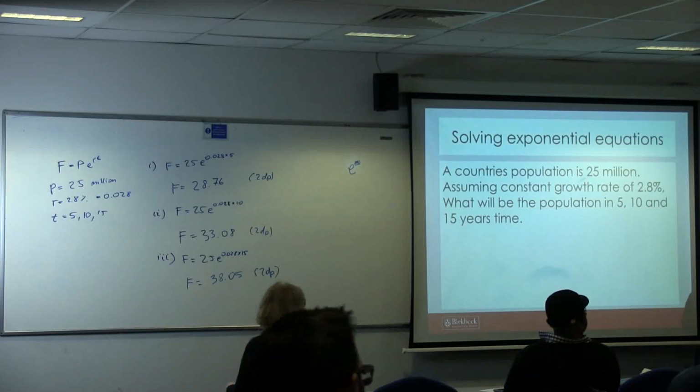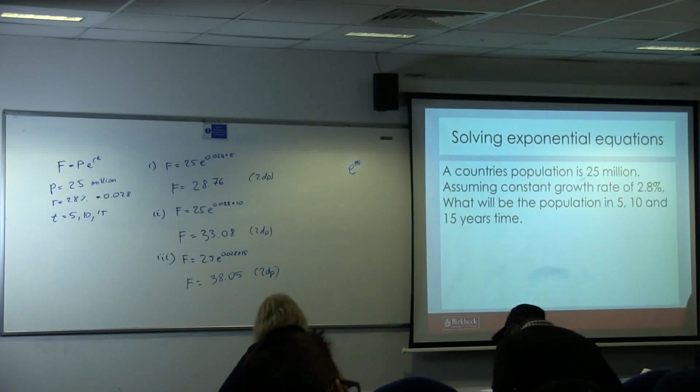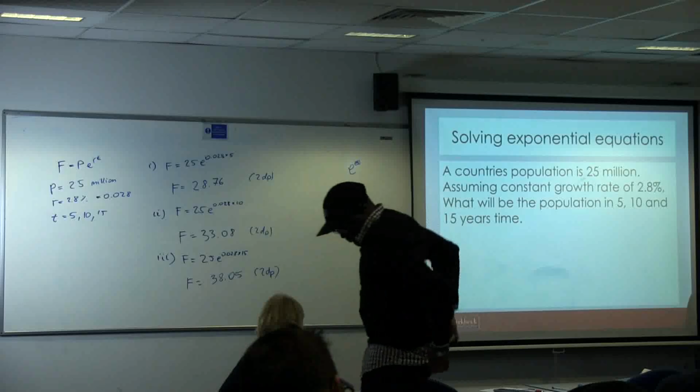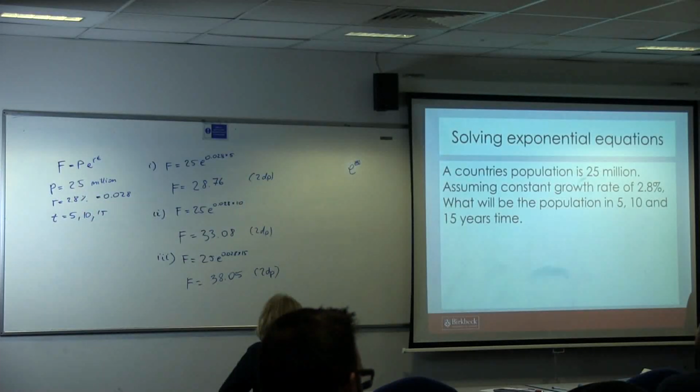I see that, but the question asks, what's the population in 5, 10, 15 years' time? So we impose the unit through the question. Yes. The unit must be implicit in the growth rate somehow. I mean, what if we said, what is the population in 5 days' time? We could have carried out the same calculation and got the same result, which would be absurd, of course. So I'm just asking.